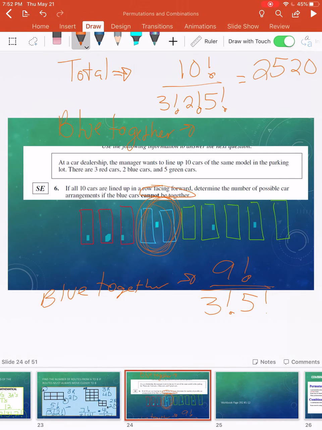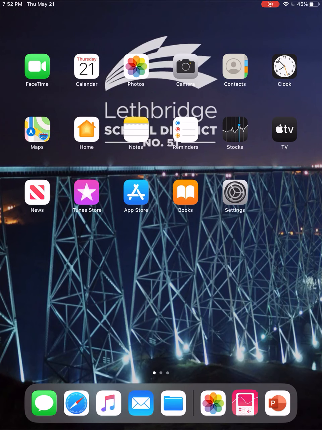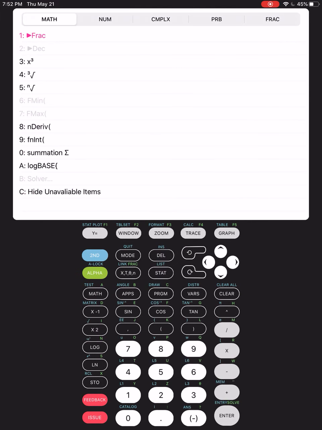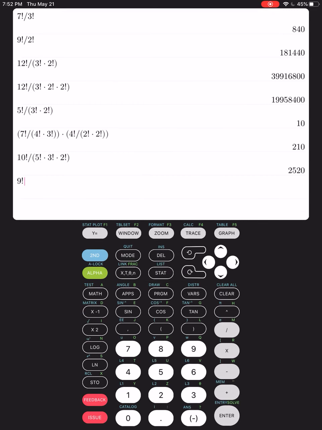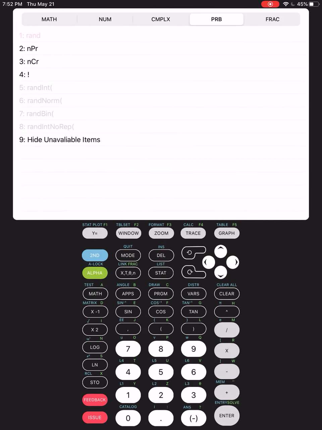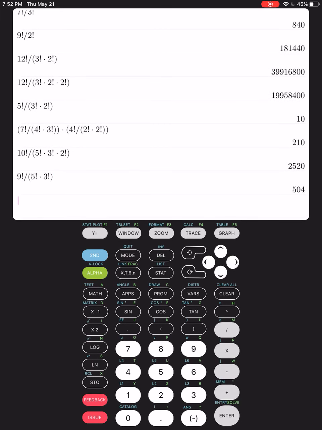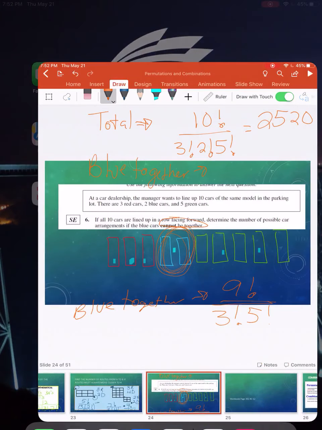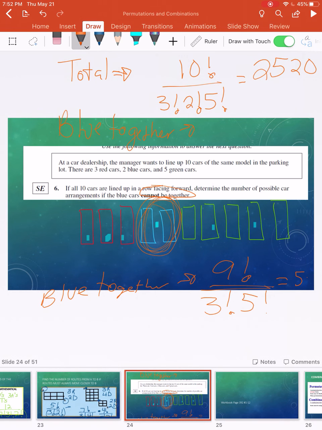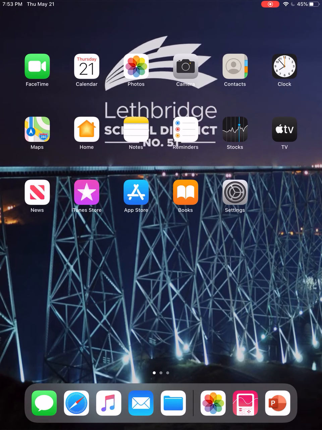So now I'm going to type this in my calculator. 9 factorial divided by 5 factorial times 3 factorial. And we end up with 504. So remember, that 504 represents all the times they are together. So now if I wanted to figure out the arrangements where they're not together, I would just take 2,520 and subtract 504. And if we do that, that'll give us our final answer.